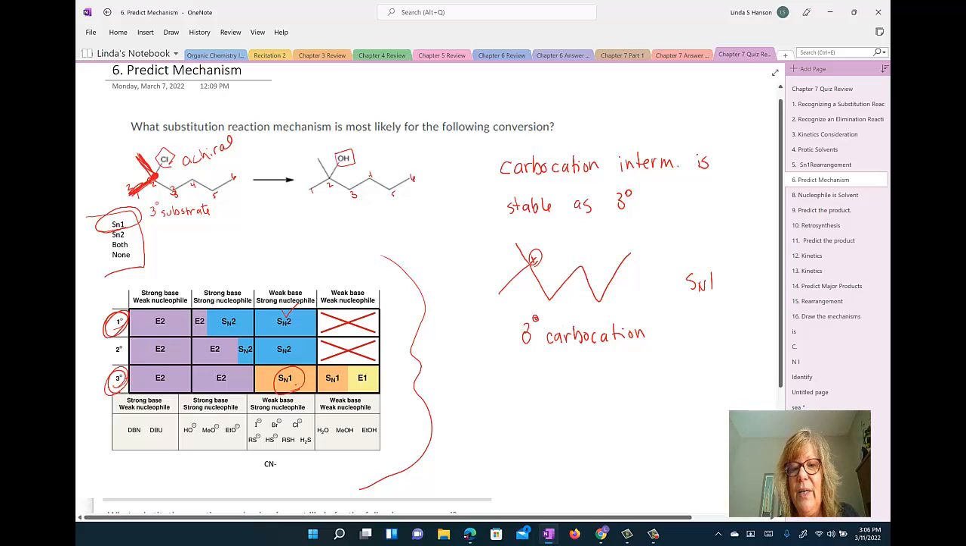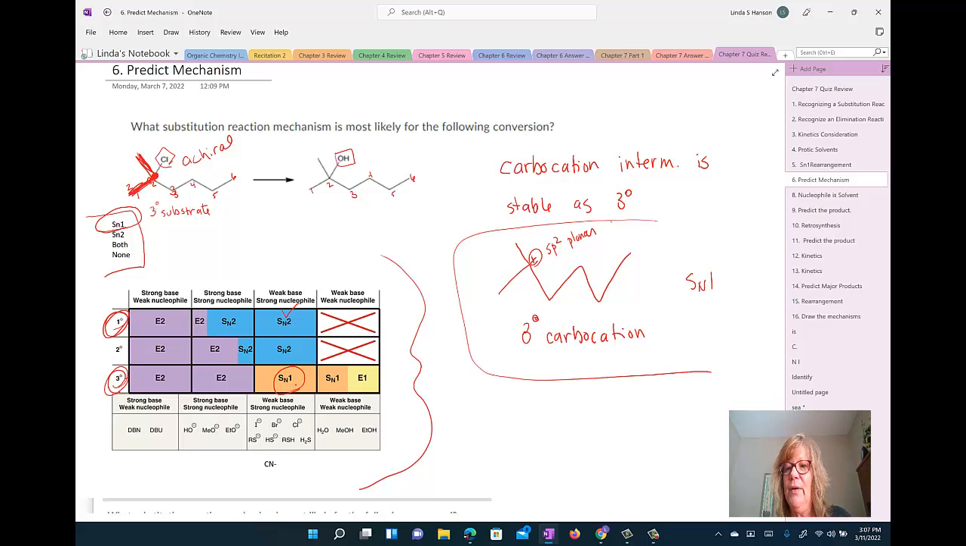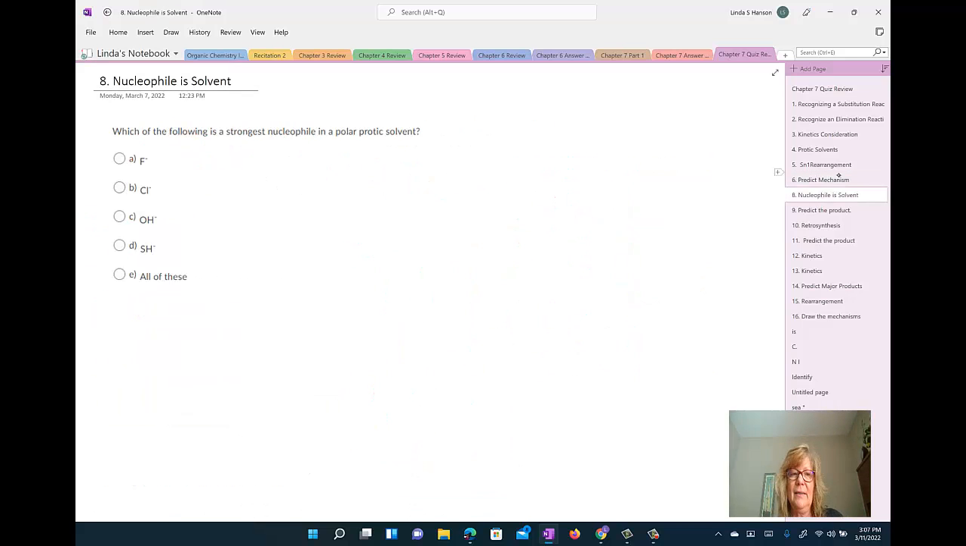Of course, now we know that in an SN1 mechanism, as we were modeling here, this is sp2 planar. So you have a mixture of products, don't you? We have a top and a bottom attack in a chiral center. Okay, great. Well, here's the next question.